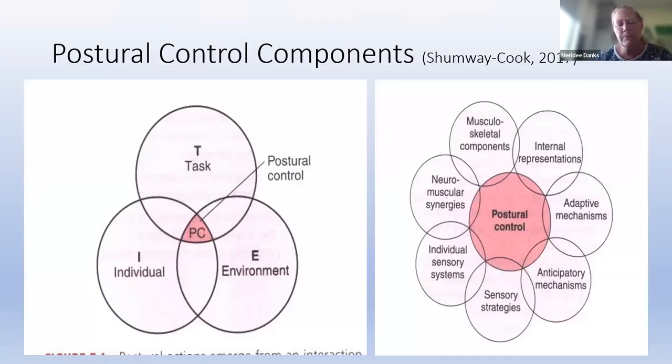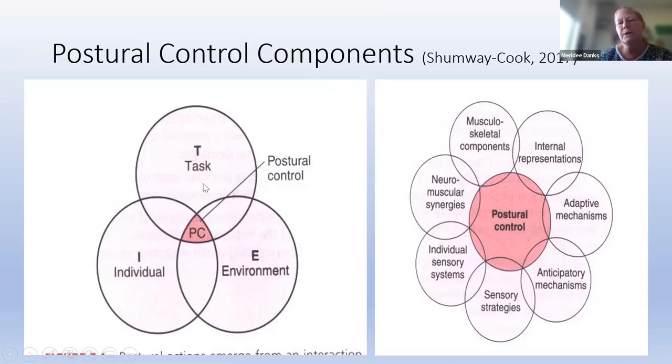So when we look at balance or postural control, we have to look at the individual. We have to see if they have weakness or range of motion issues or visual issues. We have to look at the environment that they're balancing in. Is it a solid floor? Is it on soft grass? Is it on a boat? The environment can impact how they're able to balance.